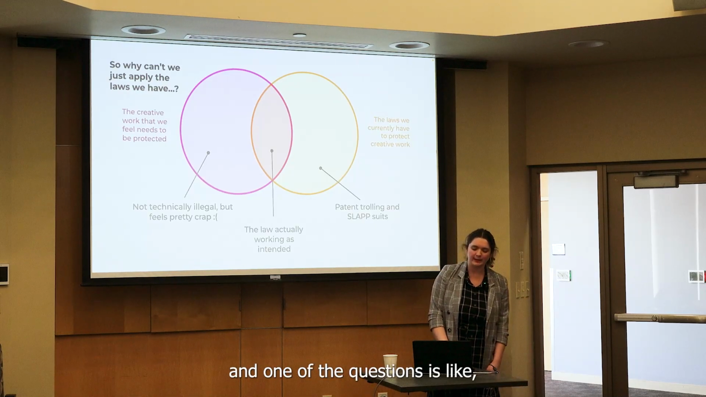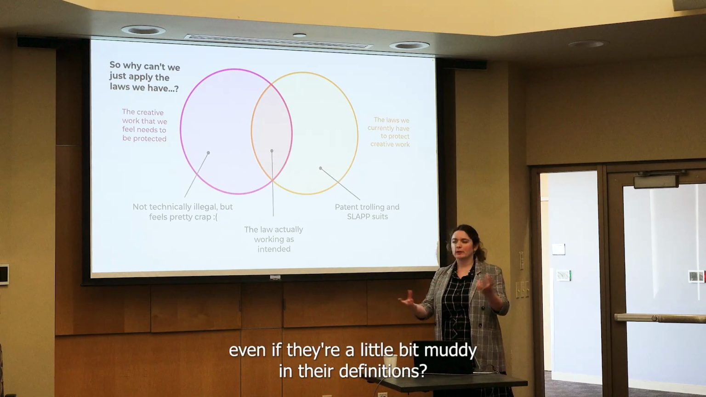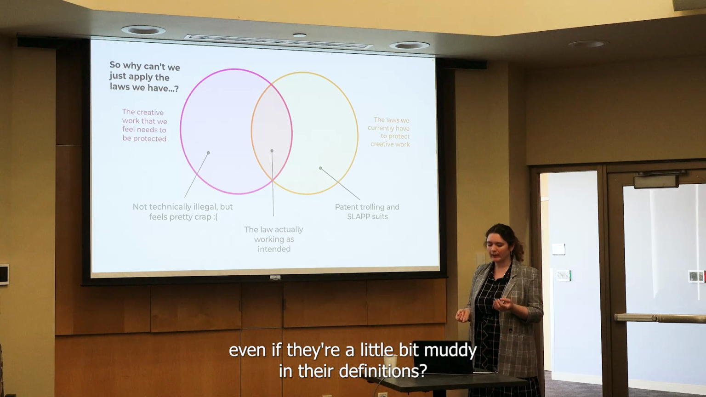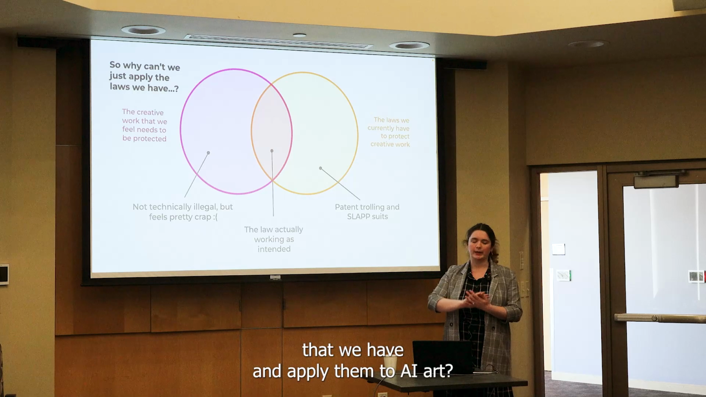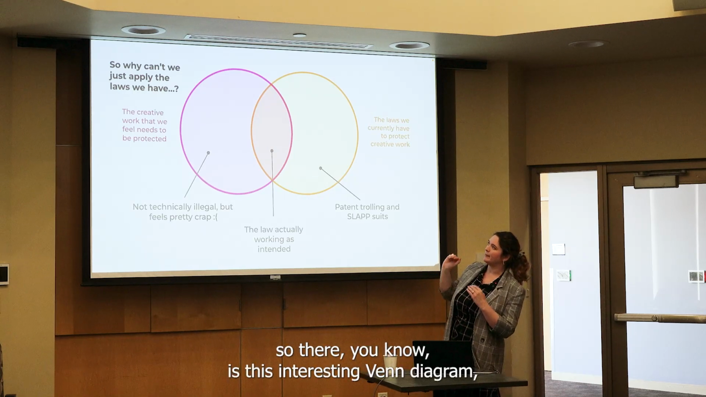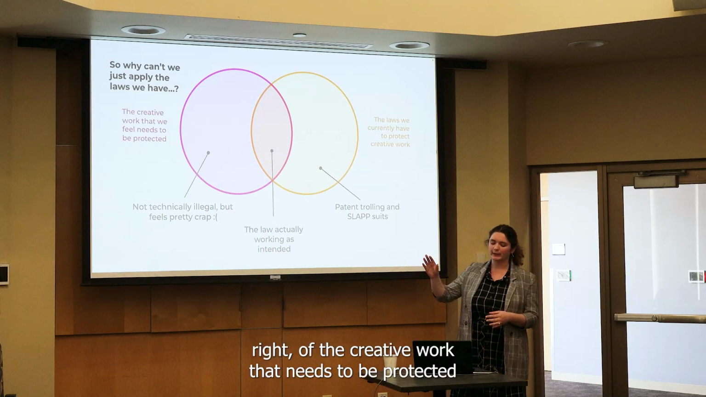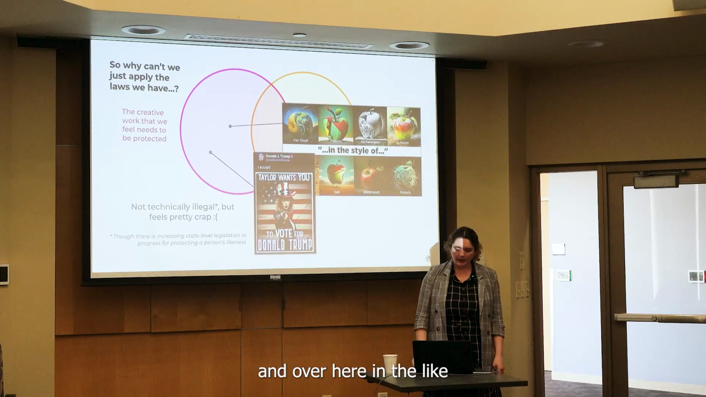And one of the questions is, why can't we just apply the laws that we have, even if they're a little bit muddy in their definitions? Why can't we just take the copyright laws that we have and apply them to AI art? So there is this interesting Venn diagram, right, of the creative work that needs to be protected versus the laws that we currently have to protect the work.